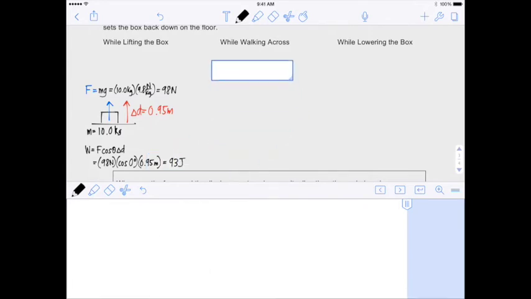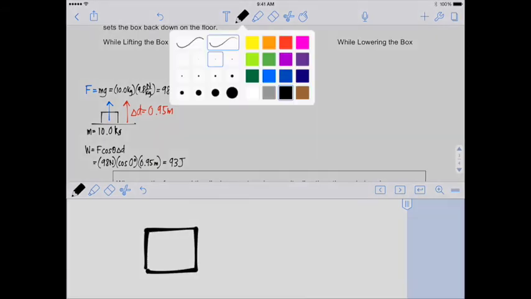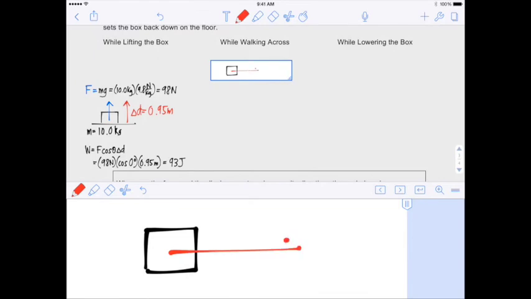In the second part of this question, we're taking this box and we are moving it to the right. It's important to know that even if you are moving something to the right, like a box, if you are lifting a box and moving it to the right, the force that you apply is still up.